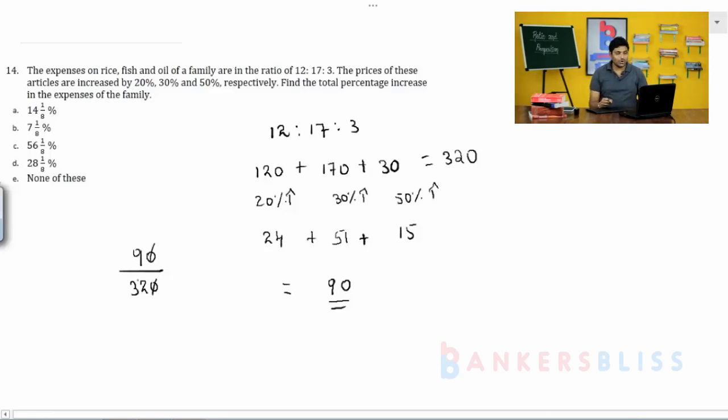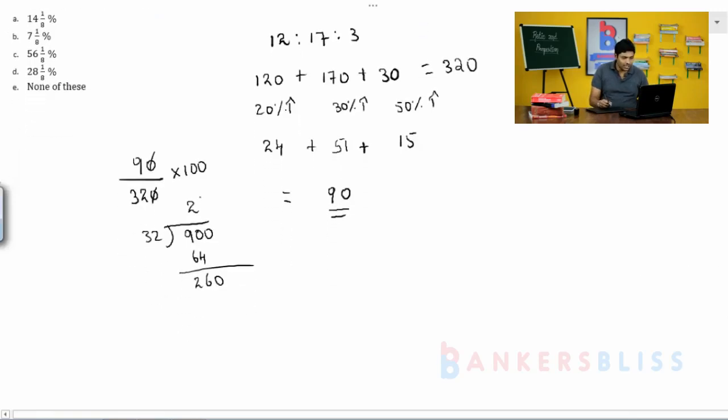9 by 32 means how many percentage? Into 100, so 900 by 32. 32 2s are 64. What is the remainder? 10 minus 4 is 6, 8 minus 6 is 2. Again you take down 0. So how many times?